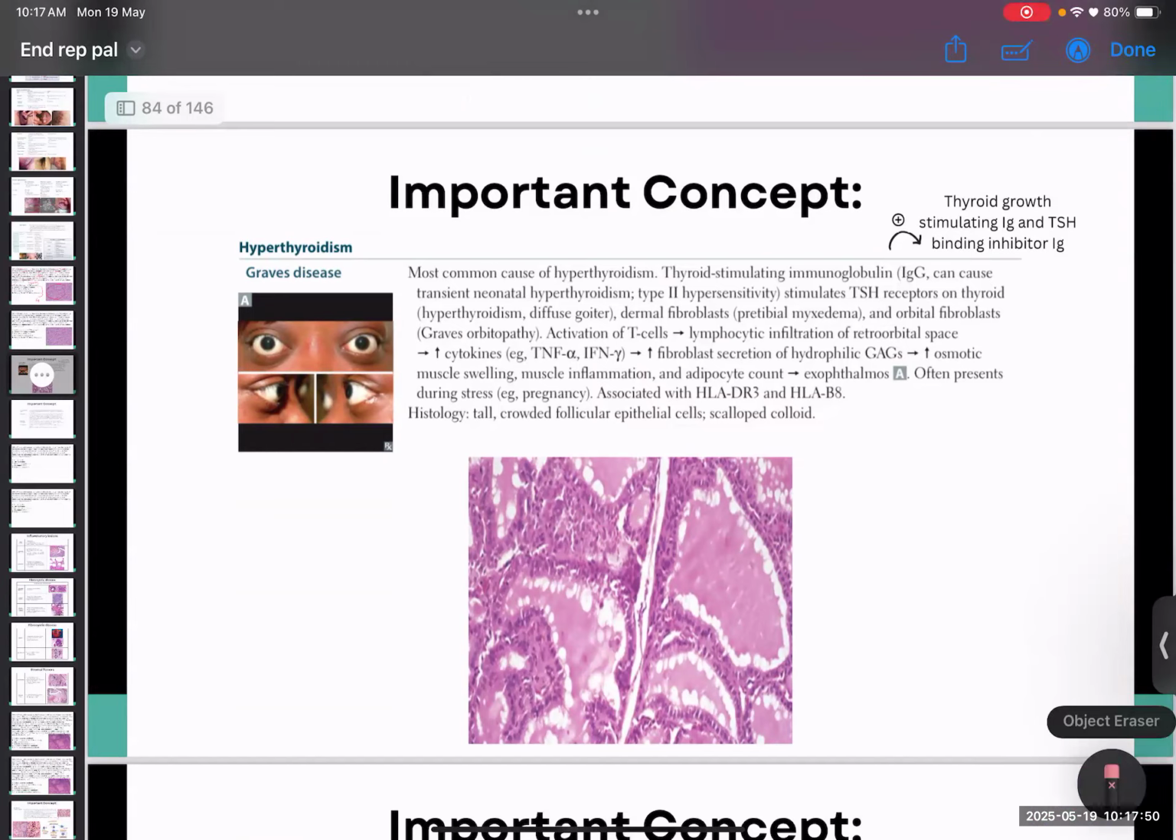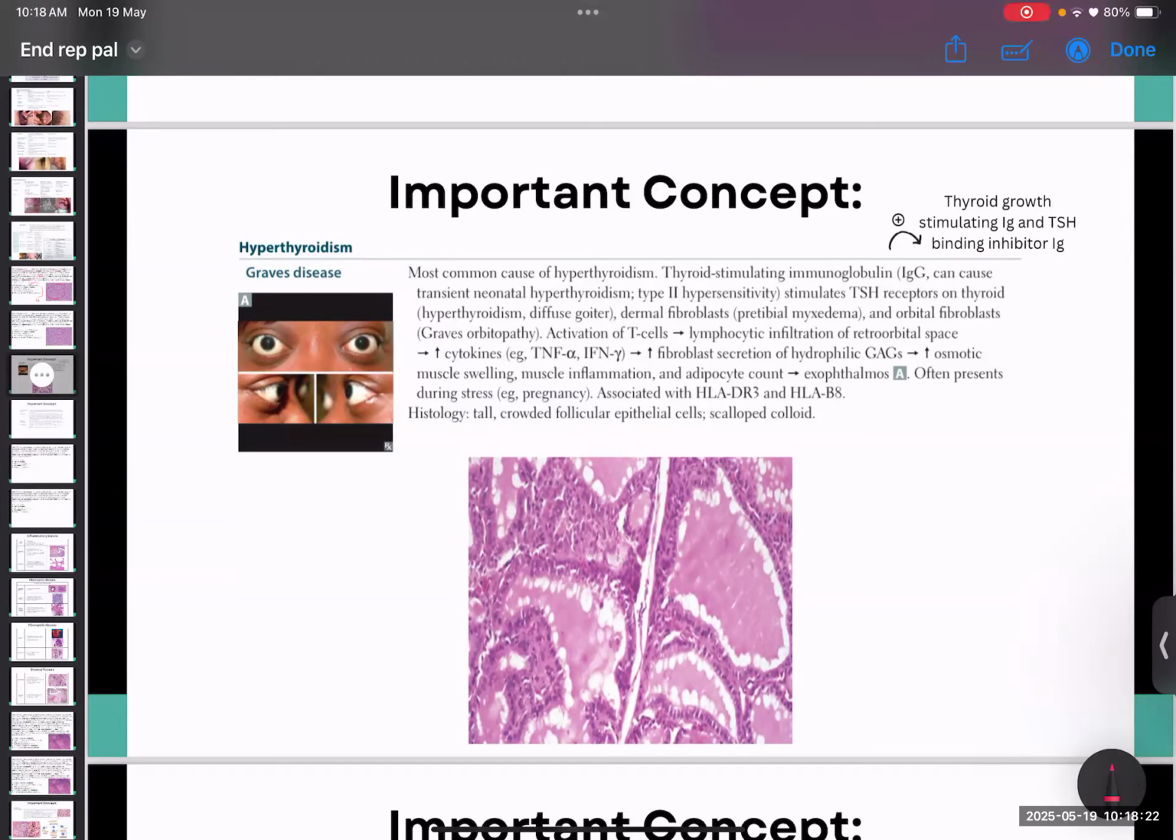Now with Graves' disease, we're talking about antibodies which are against the TSH receptor. We're talking about antibodies which are against TSH itself, so they're going to prevent binding of TSH to the TSH receptor. We're talking about thyroid growth stimulating antibodies as well. All of that can contribute to excessive stimulation of the TSH receptors and excessive release of T3 and T4. And it can also contribute to diffuse enlargement of the thyroid gland.